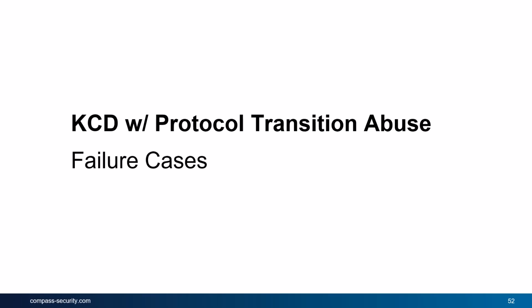We have seen now how the protocol transition feature of the constrained delegation mechanism can be abused. Now let's look as well at some cases where it will actually fail.